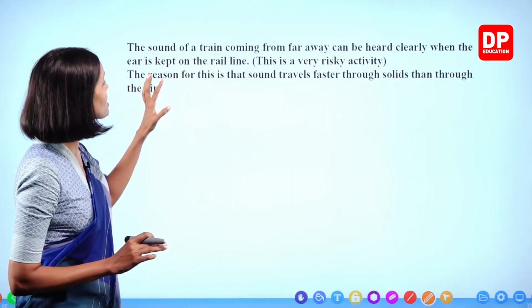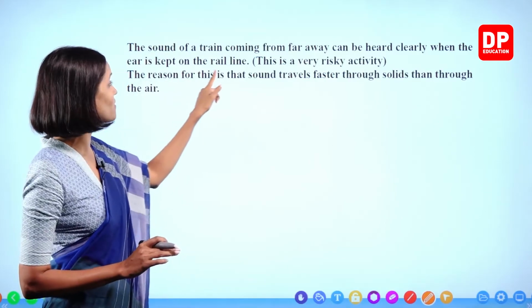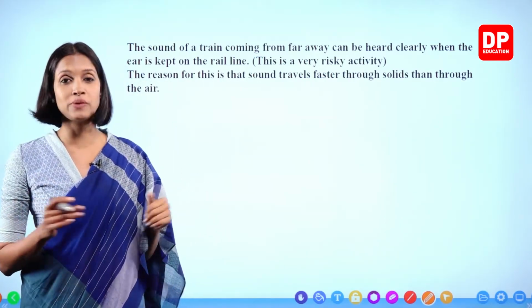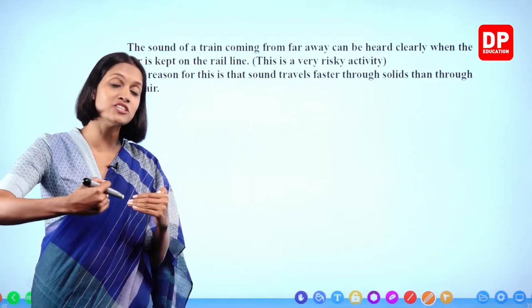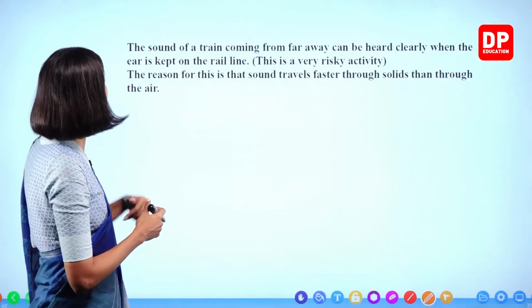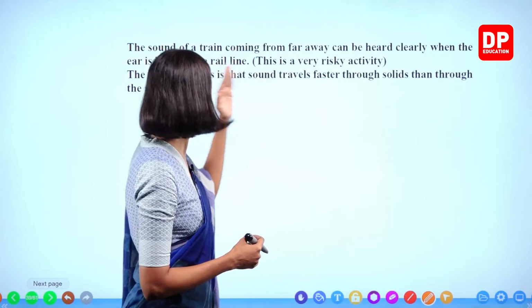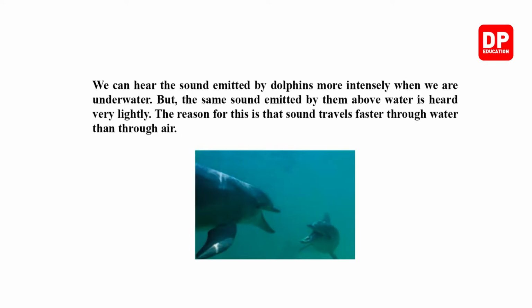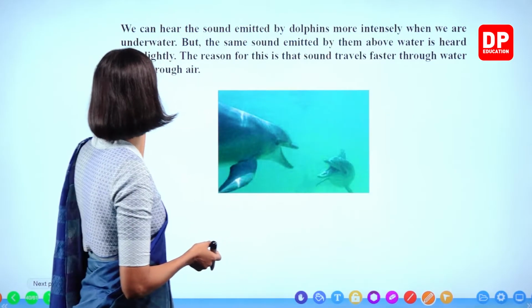So the sound of a train coming from far away can be heard clearly when the ear is kept on the rail line, because the rail line is made up of metal, which means a solid. Through solids, we can hear the vibrations very well, right? The reason for this is that sound travels faster through solids than through air. Right, children? Another example. We can hear the sound emitted by dolphins more intensely when we are underwater.